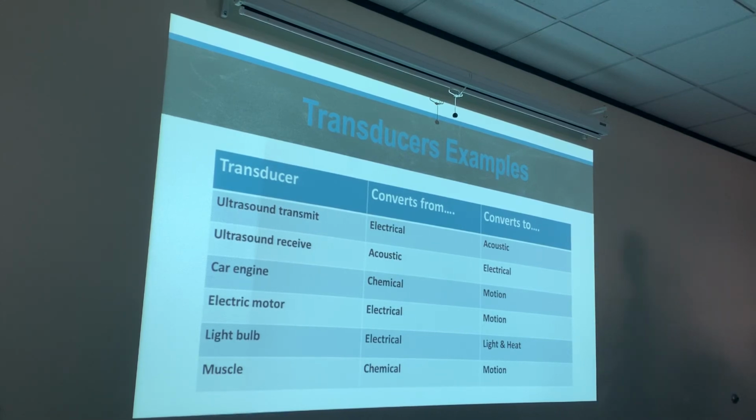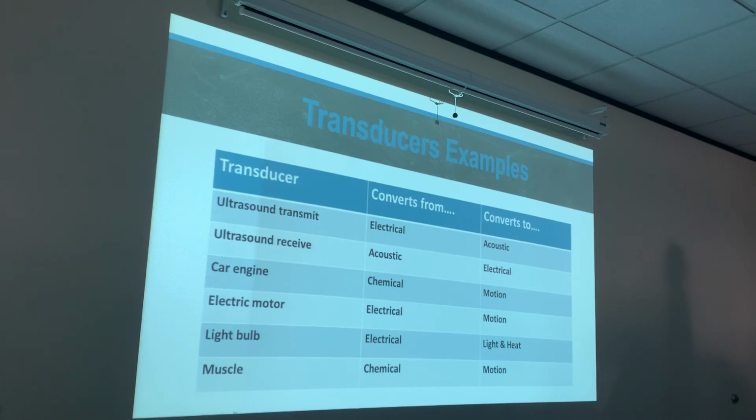Goodness. Okay, so our light bulbs convert electrical energy to light and heat energy, right? And we're talking about our flashlight. And we have our muscles. They're converting chemical energy in the body to motion. That's how we're able to move around and stuff like that.